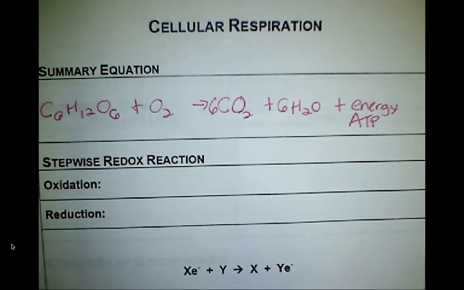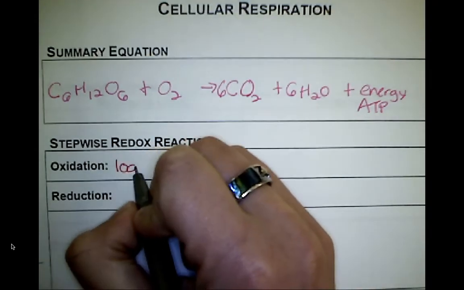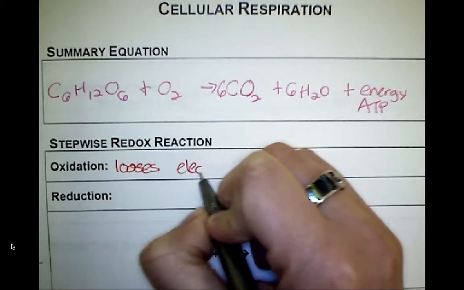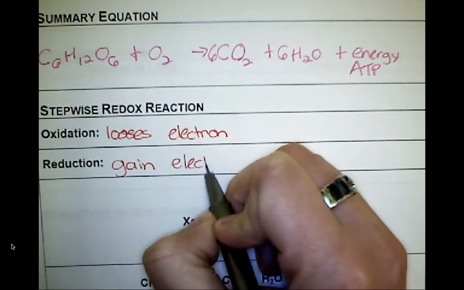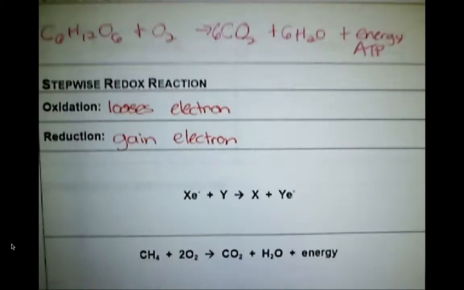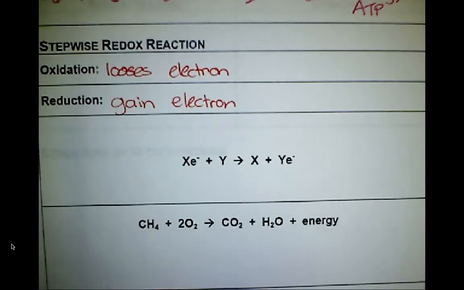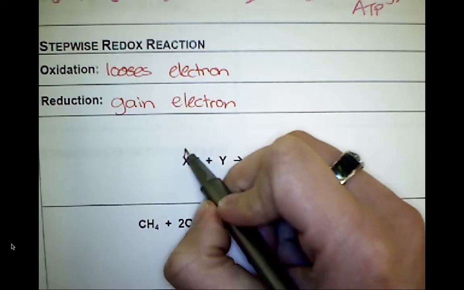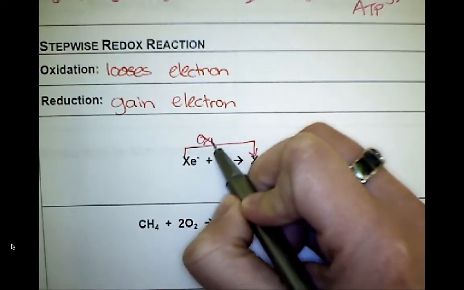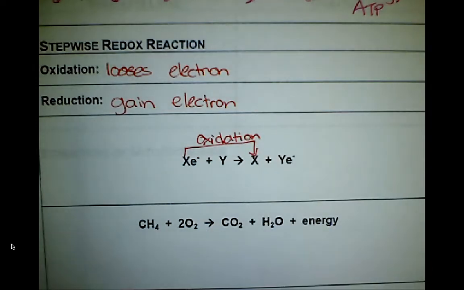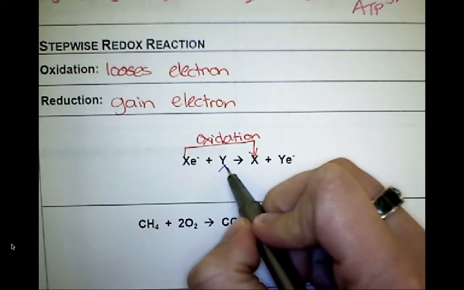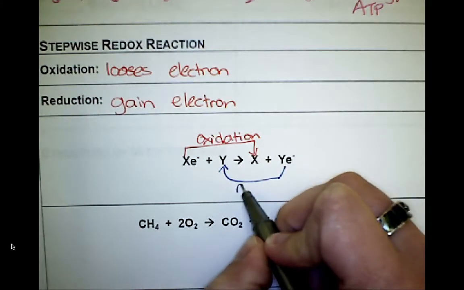Now in this process, there's a lot of oxidation and reduction. So let's just real quick review. Oxidation means that something loses electrons. And reduction means that you gain electrons. You get a reduction in charge, okay? So in every reaction, there's something that gets oxidized and something that gets reduced. In this case, the X is getting oxidized because it's losing its electron, so it's oxidation. And the Y molecule is getting reduced because it's gaining its electron, okay? Reduction.